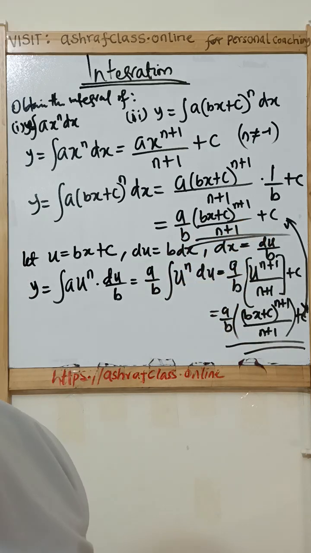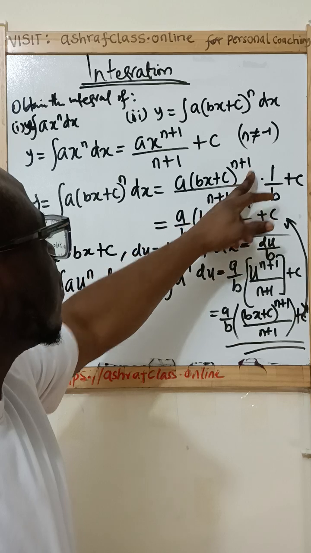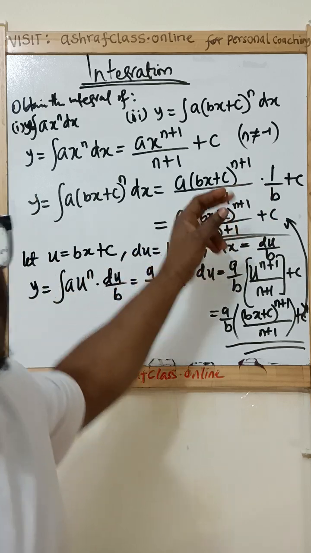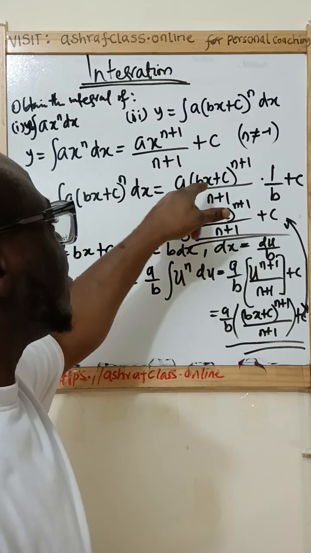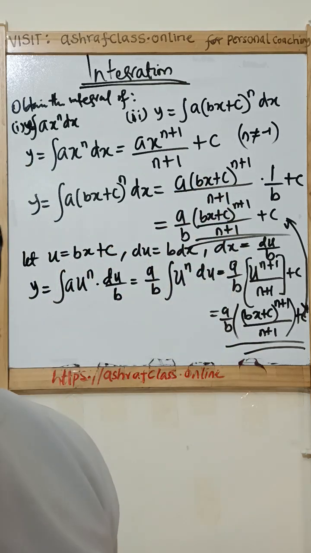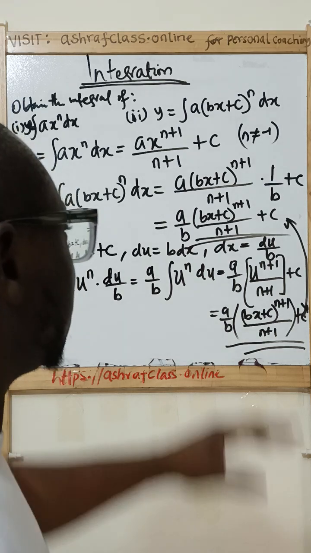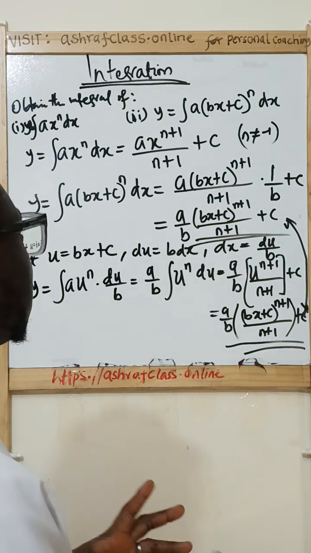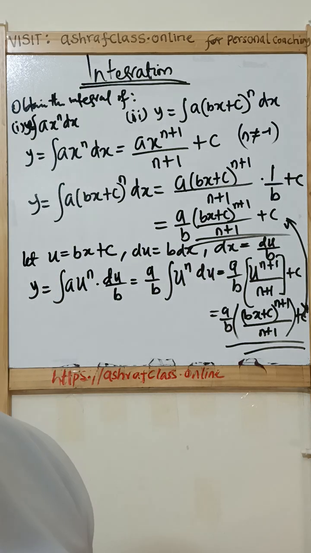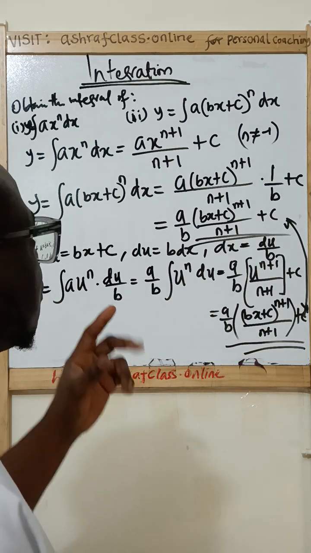So whenever we have it, it's just for us to add 1 to the power, divide by the new power, then we multiply by the inverse of the coefficient of x inside that bracket. So that's how we go about that. So this is how we carry out the integration, right? So we'll do more examples of this.